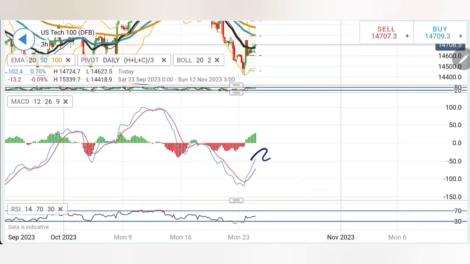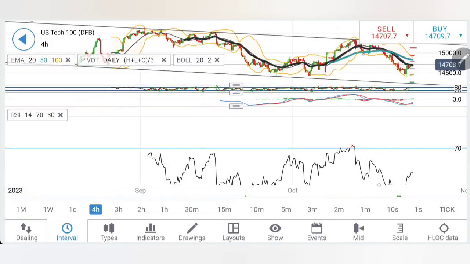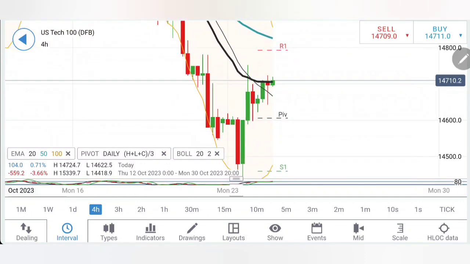What we have seen on the 2-hour charts can get replicated here. Thus, it suggests more bullishness may prevail. RSI rising, coming to 4. Similar observation here on the 4-hour charts.